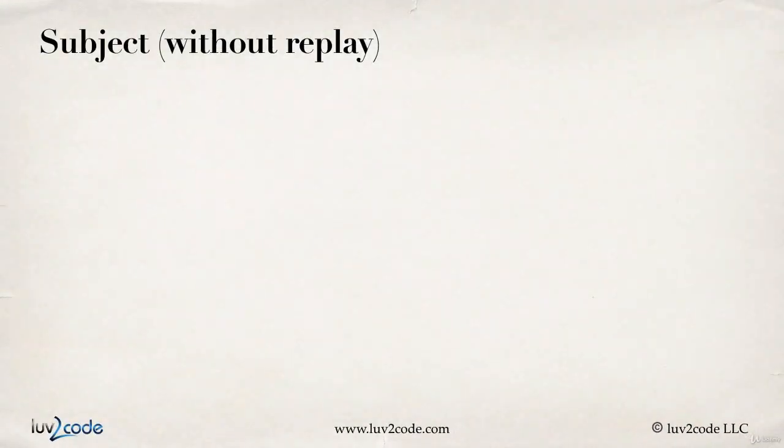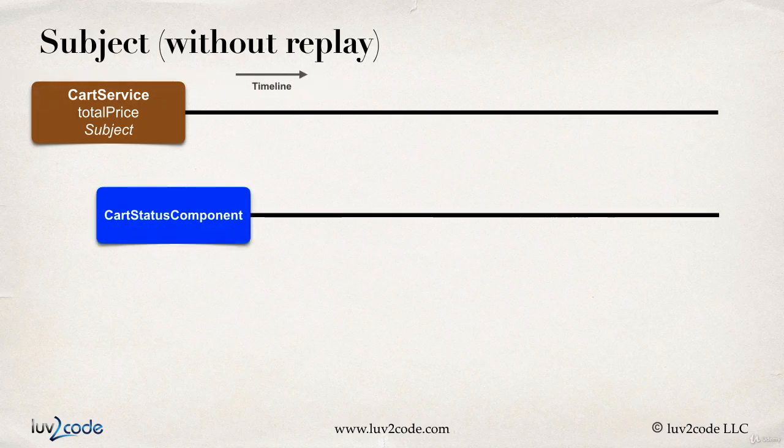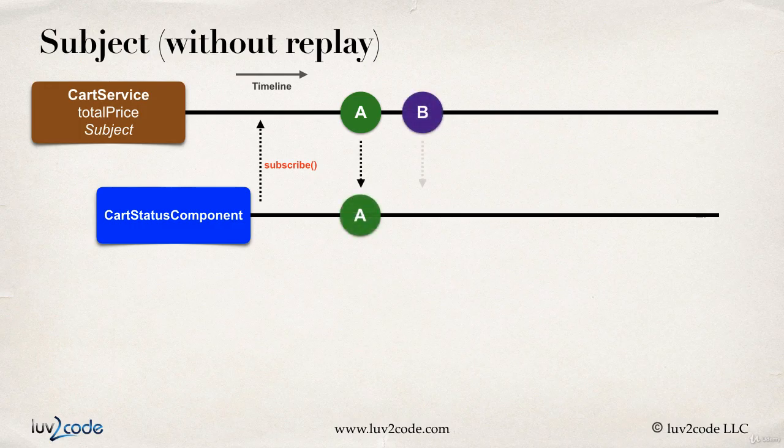Now let's look at how a subject works without replay. Okay, so we're doing this without replay. In the top left, I have the cart service, total price, subject. We have our timeline going left to right. We have our cart status component. They'll subscribe to the total price subject. Then we do some operations on our shopping cart. We have some events coming through for A, and then we have another set of events coming through for B.